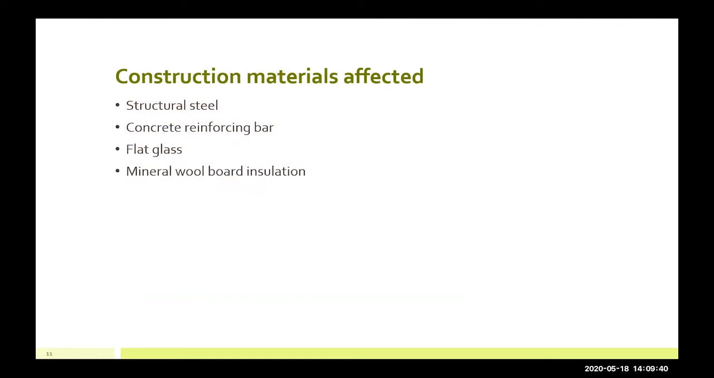The construction materials that are affected by the Buy Clean California Act are these 4 materials listed here on screen. We have structural steel, concrete reinforcing bar, flat glass, and mineral wool board insulation. Next slide.